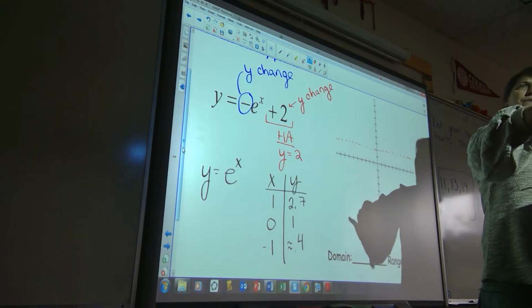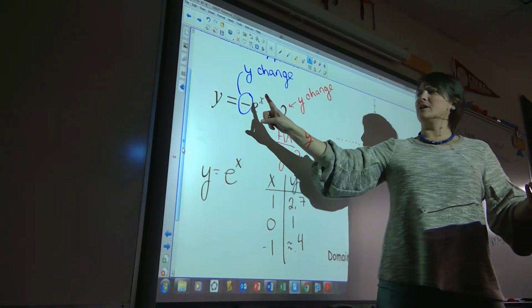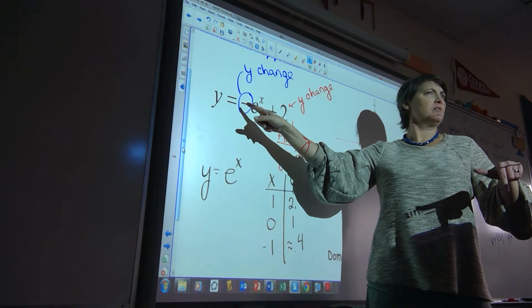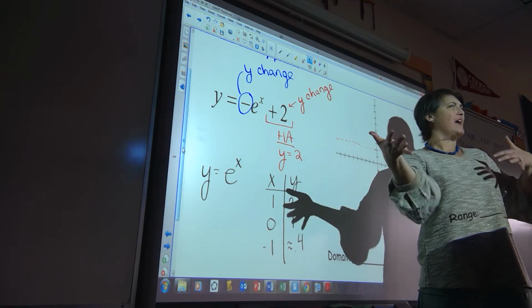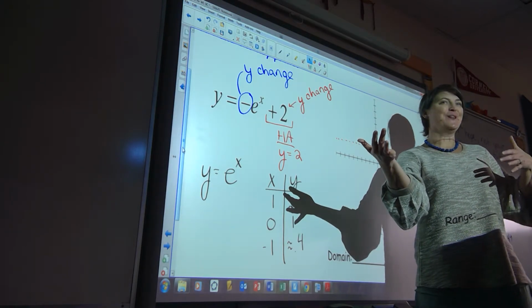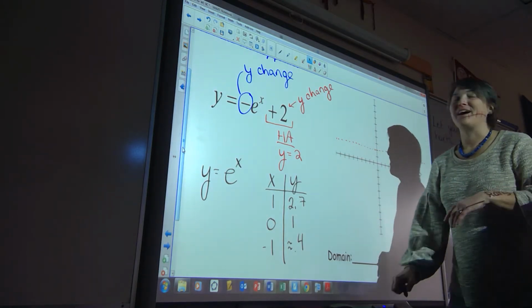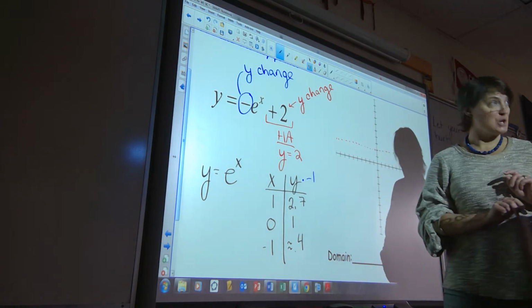Because it's been a while since we've had 2 y changes. So, this is a multiplier, right? And this is an add? So does it matter whether I multiply or add first? Is there an order that I'm supposed to follow? Yeah. So I have to follow the order of operations. So I will actually have to multiply by -1 first.